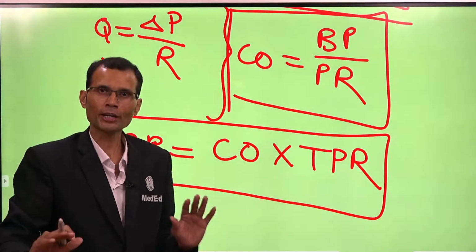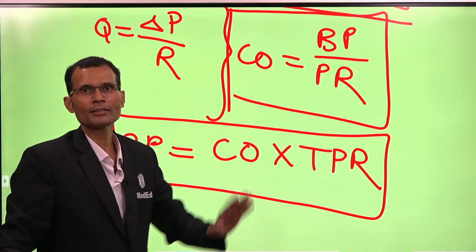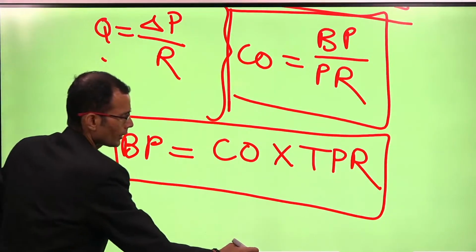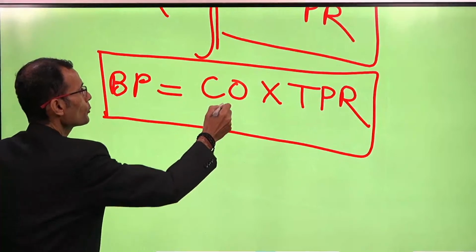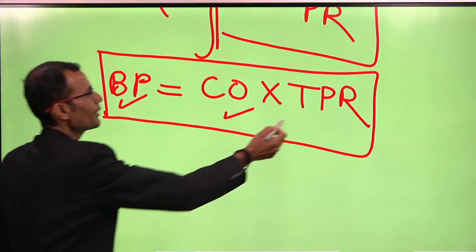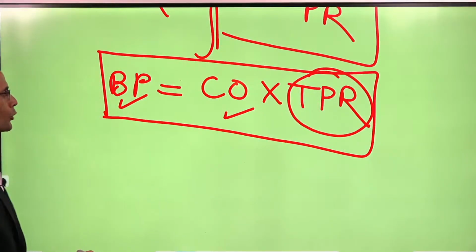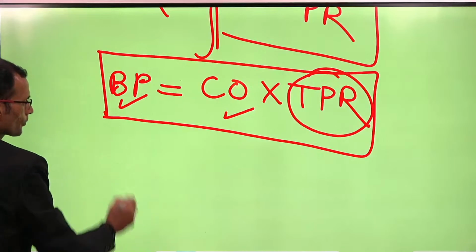Remember this formula forever now. Blood pressure is equal to cardiac output into total peripheral resistance. Now they have given us cardiac output, they have given us blood pressure and they have asked the peripheral resistance in this patient. So let's rearrange the equation again.